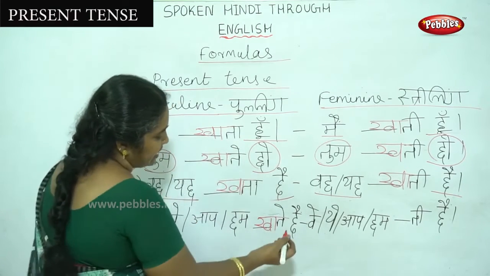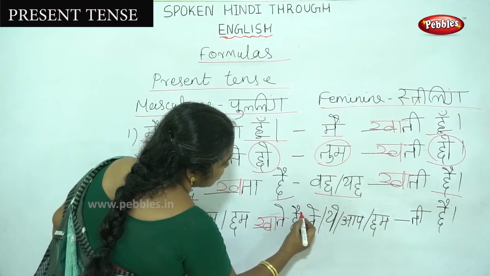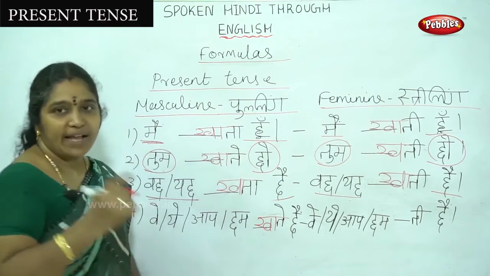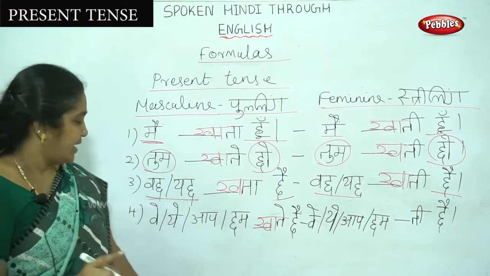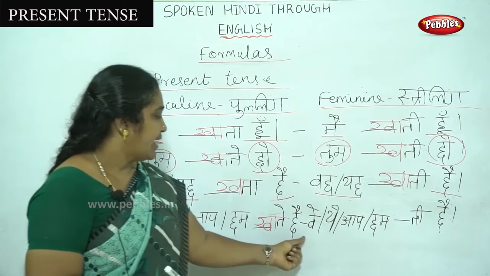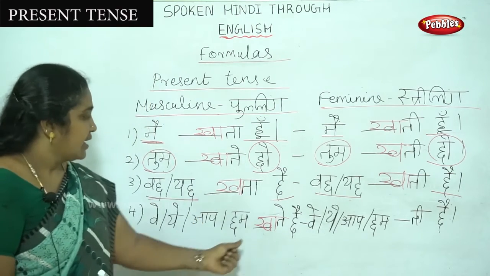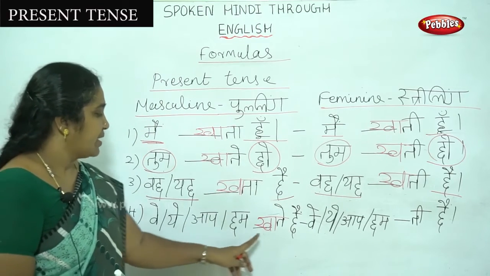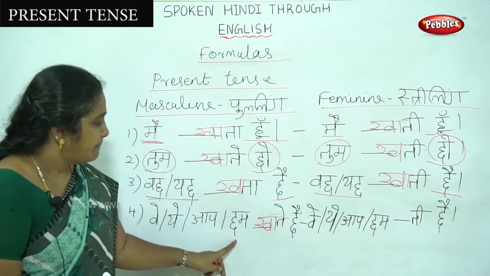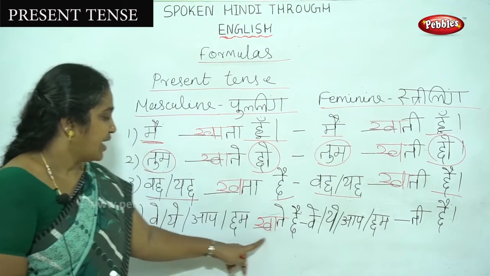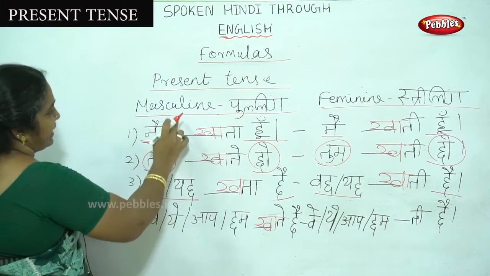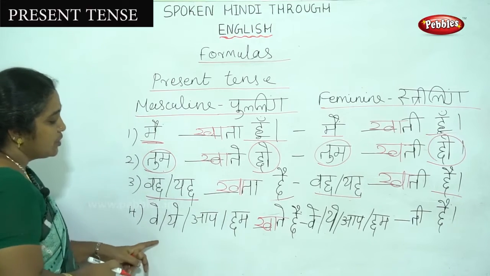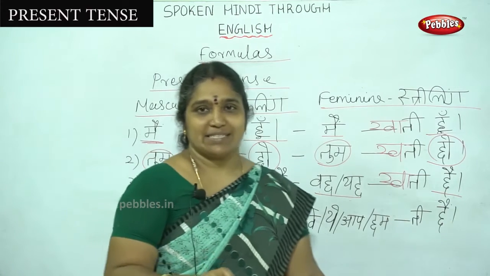See, here we can see a bindu. This is है, this is हैं. The pronunciation is हैं. वे खाते हैं, ये खाते हैं. Likewise आप खाते हैं, हम खाते हैं. This is for the masculine sentences. We have to use it like this in the present tense.